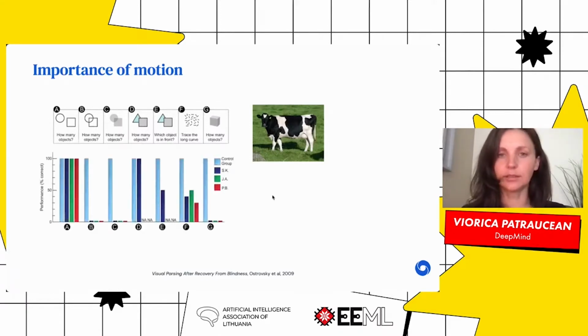And these are the kind of results that they obtained. So here in light blue, you can see the control group, so people who have normal vision. For them, all these questions are very, very simple, and they do perfectly well on these tasks. And then we have different patients that were in recovery. So we can see that when the objects are separated here, they all answer correctly. There are 2 objects there.